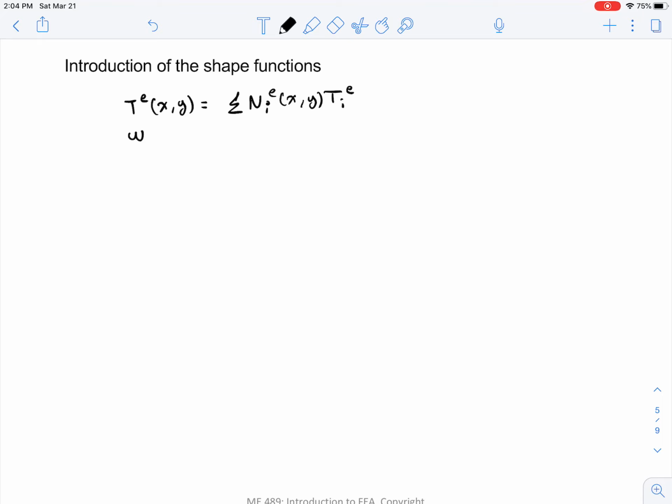And then for the weighting functions, we would have the same. We will have the weighting function as a function of x, y would be, let me just use different index here. So the sum of the shape functions times the nodal values of the weights. And this basically is true for any element and also looks similar to what we had in 1D.